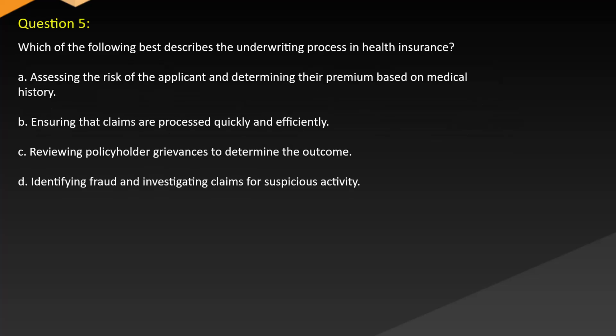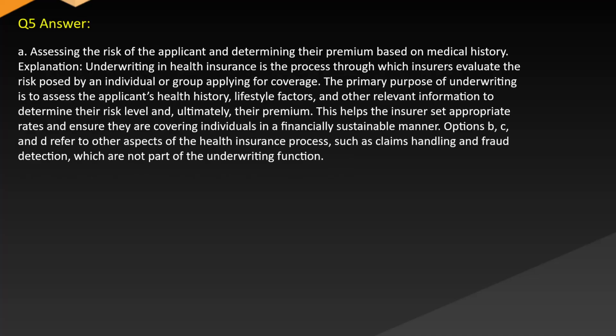Question 5. Which of the following best describes the underwriting process in health insurance? A. Assessing the risk of the applicant and determining their premium based on medical history. B. Ensuring that claims are processed quickly and efficiently. C. Reviewing policyholder grievances to determine the outcome. D. Identifying fraud and investigating claims for suspicious activity. Answer A. Assessing the risk of the applicant and determining their premium based on medical history. Explanation.